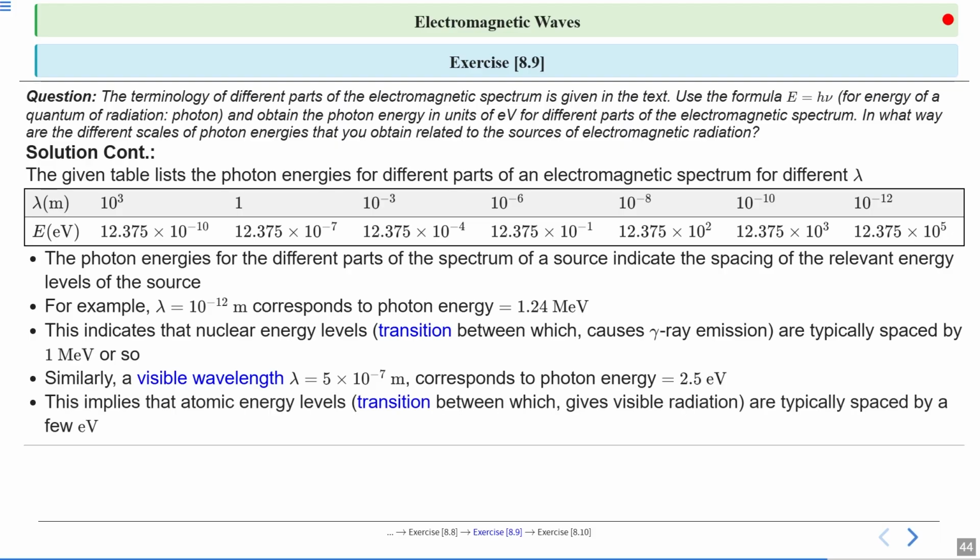So this implies that transitions between atomic energy levels give visible radiation, and these levels are typically spaced by a few electron volts. The difference of energies between these energy levels is very small, of the order of a few electron volts, and they will give the visible radiations.